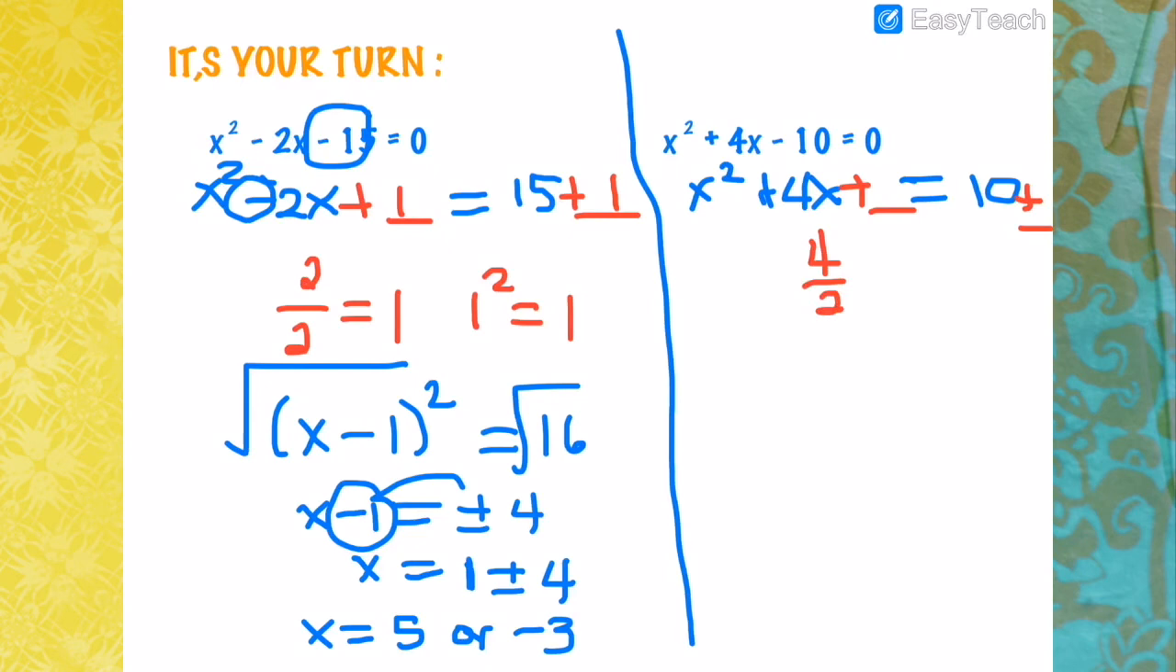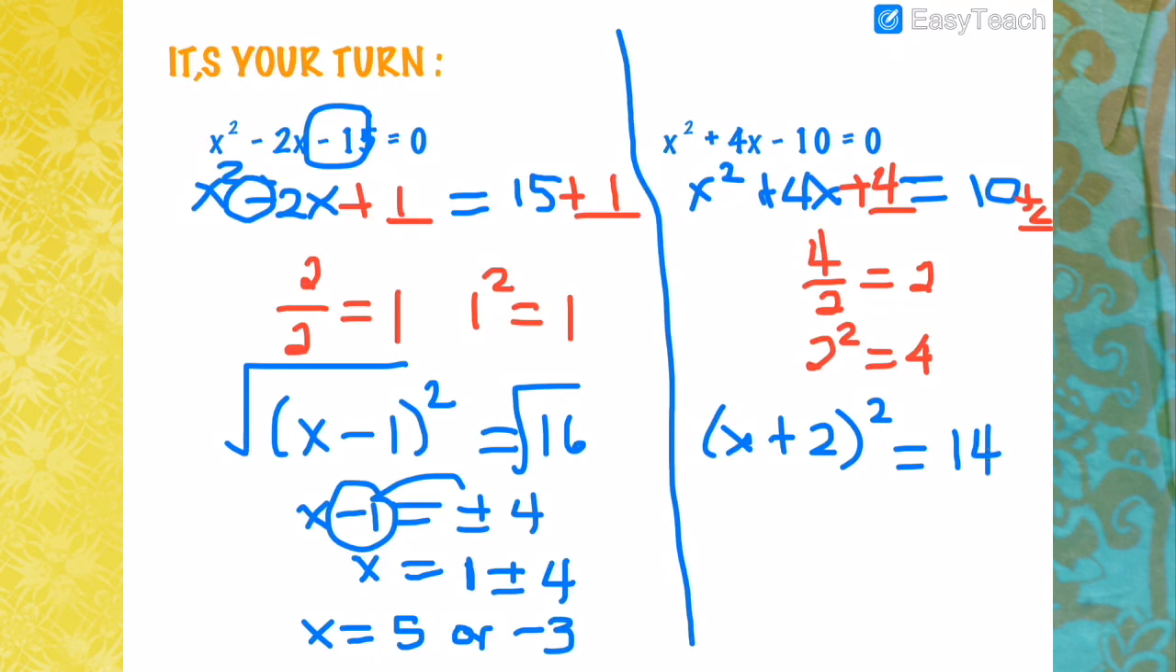4 divided by 2 is 2. Then we square that value. 2 squared is 4. Then we add that value on both sides, 4 and 4. And then the next step is to factor out. x plus 2 squared equals 14.